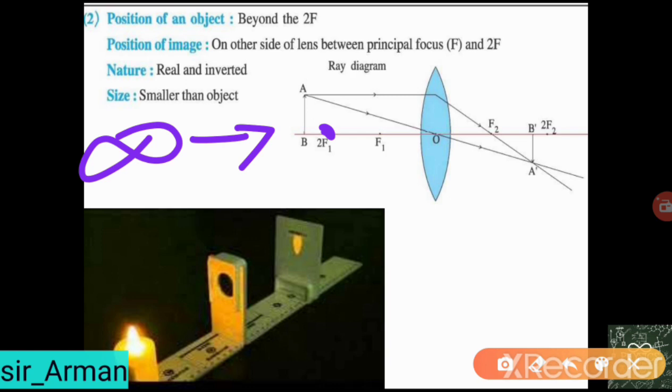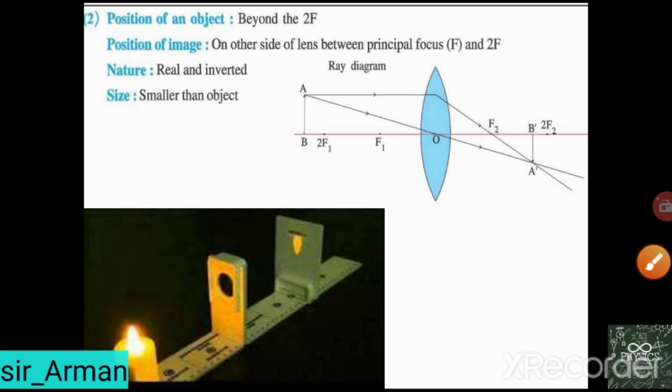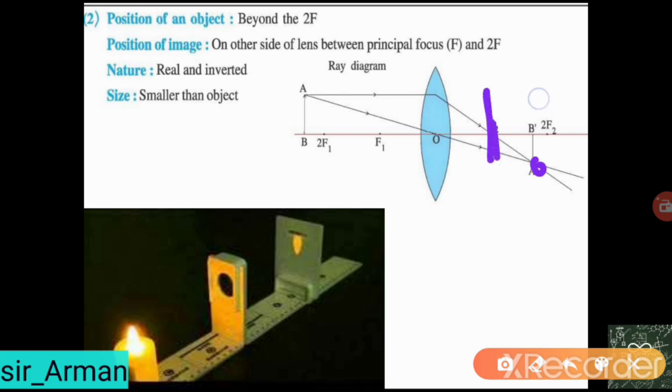So the parallel ray, rule number 1, after refraction will pass through the focus, and rule number 3, the ray directed towards the center after refraction will emerge undeviated. Now where the rays are meeting, at that point we will get an image. So here we are getting the image on the other side of the lens between the principal focus and the center of curvature, or between the principal focus and 2f. The nature is real and inverted.